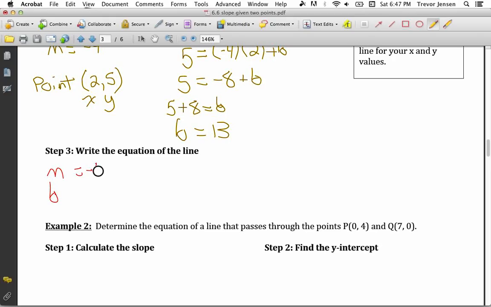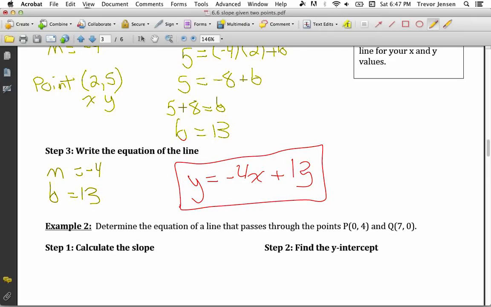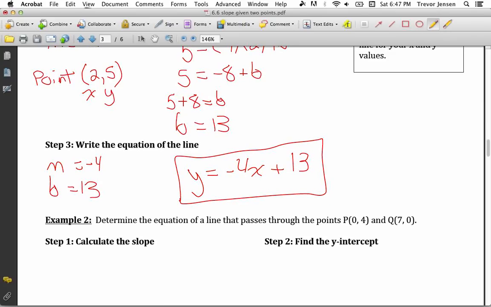So my m value is -4, my b value is 13, therefore my final equation in y equals mx plus b form is y equals -4x plus 13. And there's my final equation. That's not a very nice looking 3, I'll rewrite that. Much better. Okay, example 2.